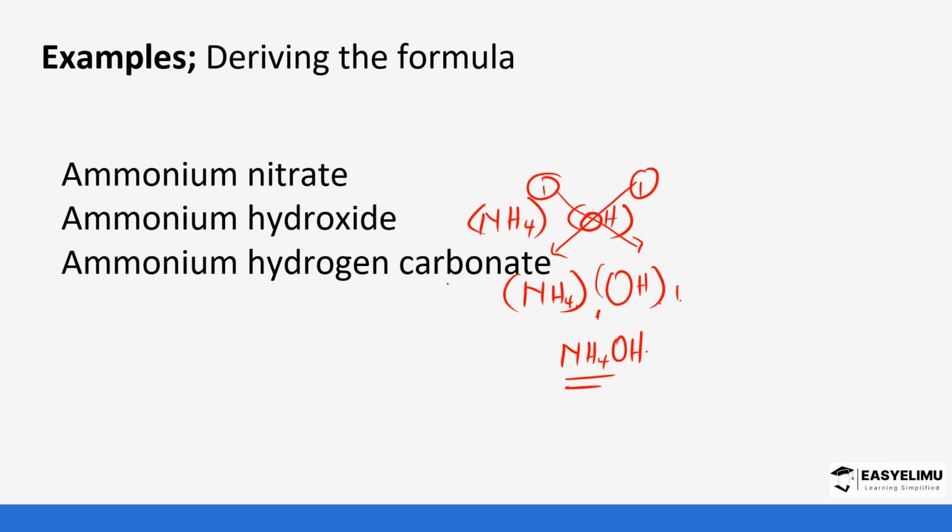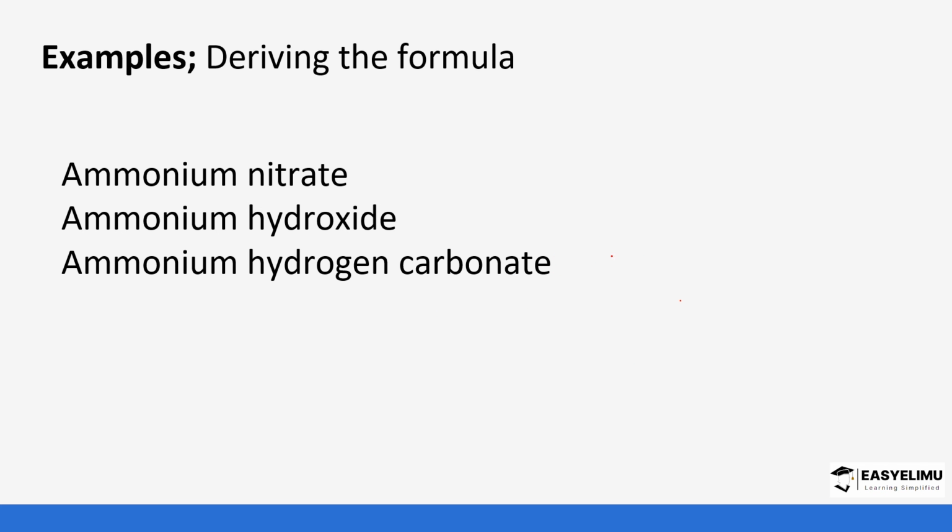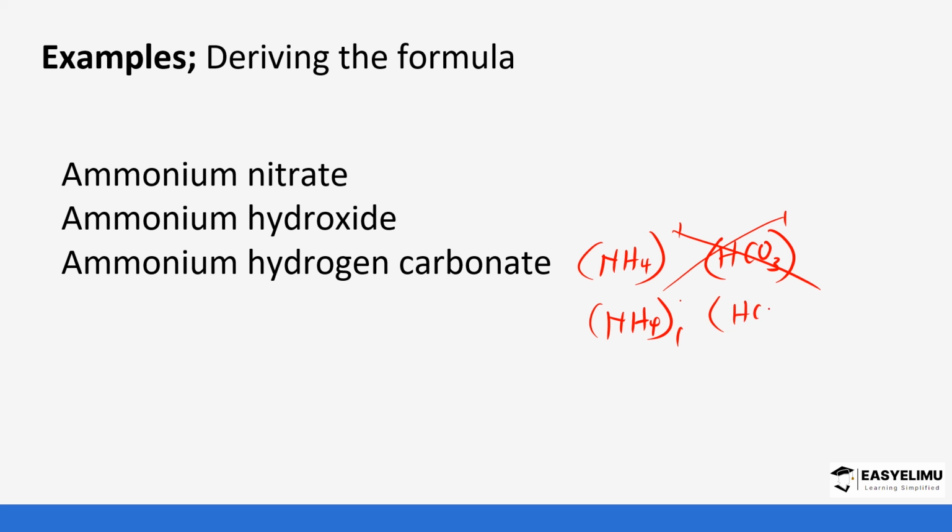So first of all, we start with ammonium, valency is 1, and then hydrogen carbonate is written like this. It's a polyatomic ion with a negative 1, so the valency is 1. So we crisscross the valencies. Ammonium picks the 1 from the hydrogen carbonate, and then the hydrogen carbonate picks the 1 from ammonium. We don't have to put the brackets when there's just 1 outside the bracket, so it becomes ammonium hydrogen carbonate.